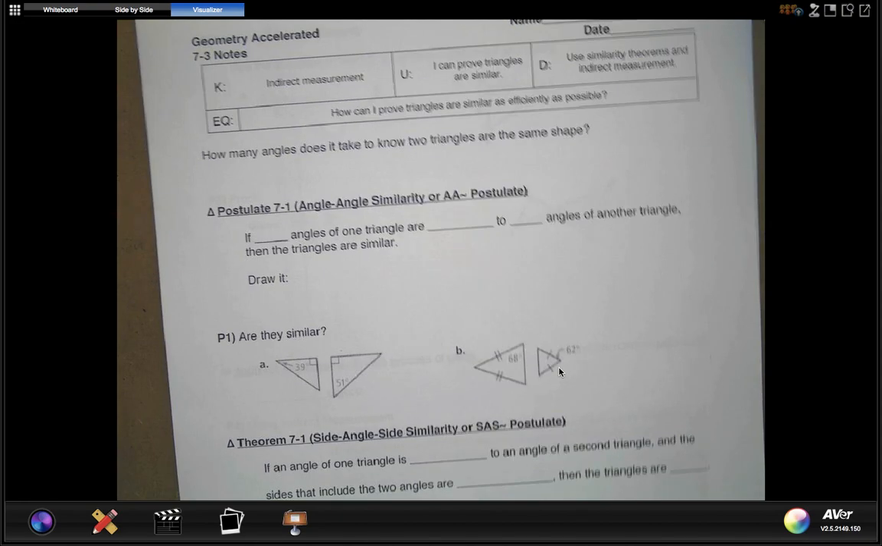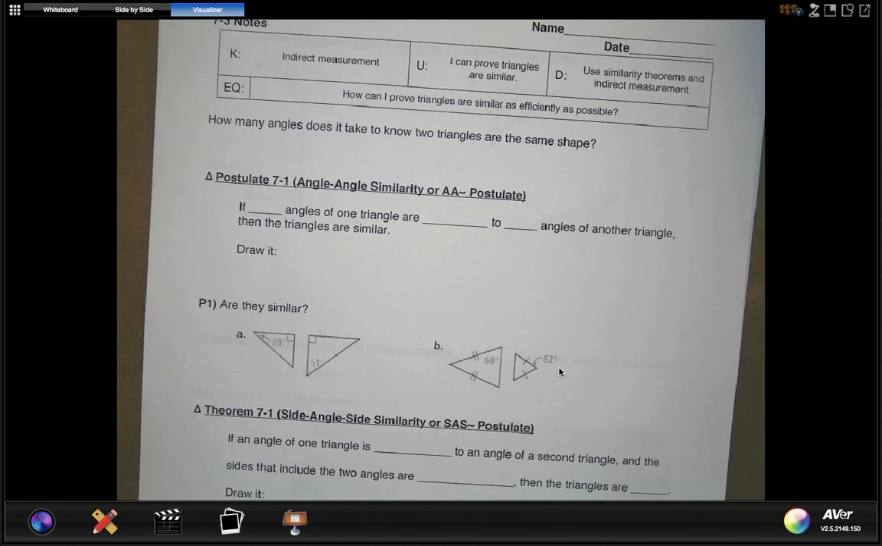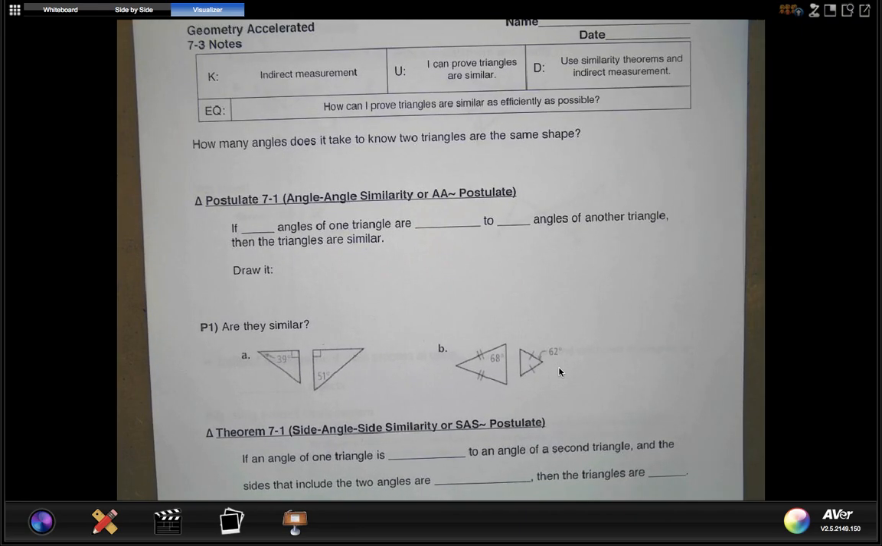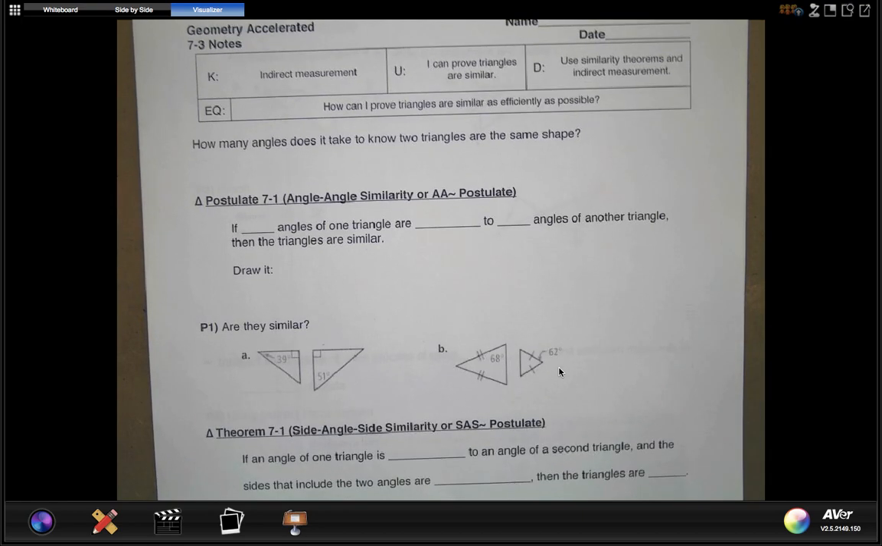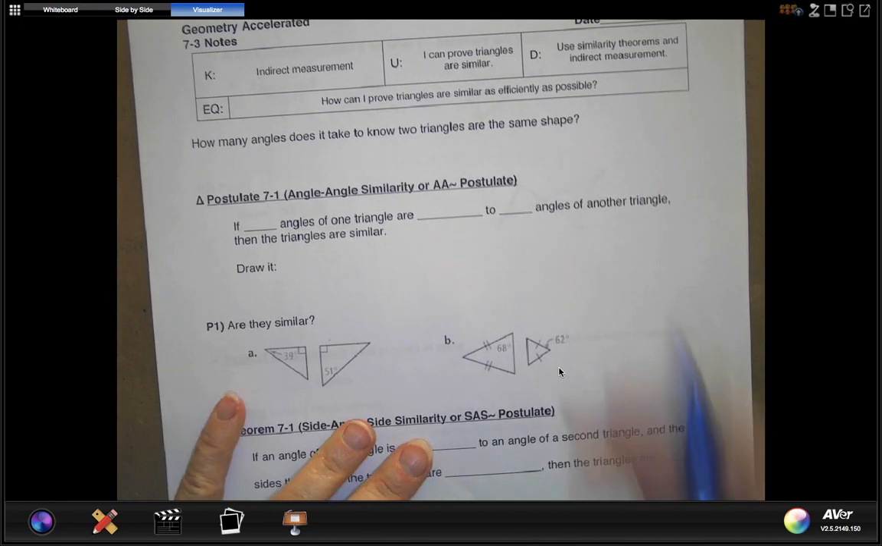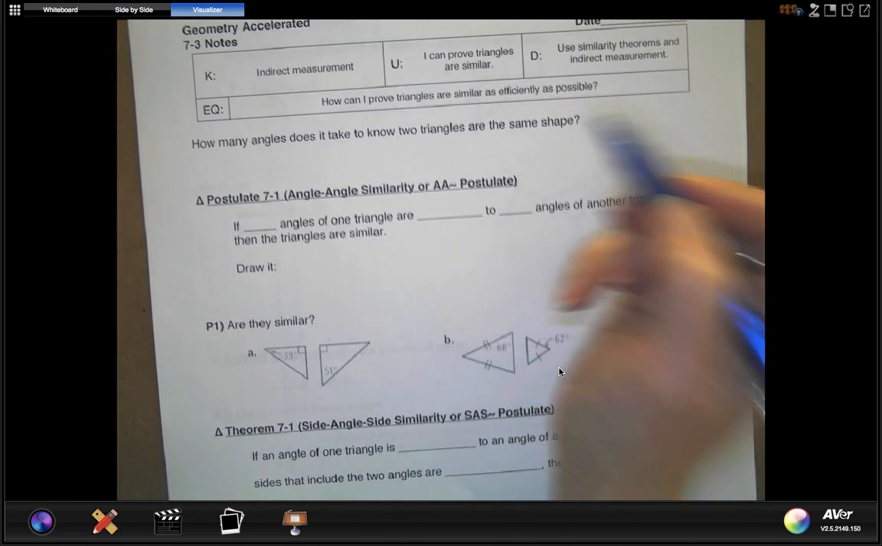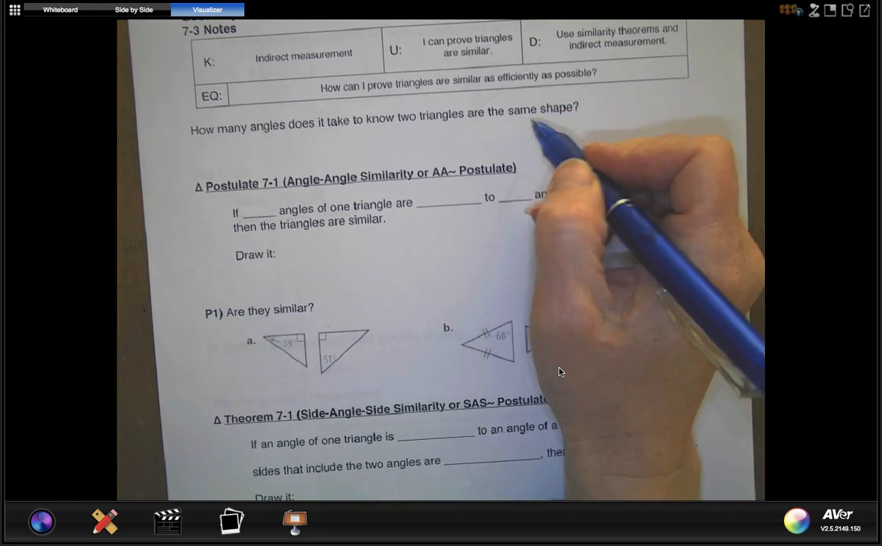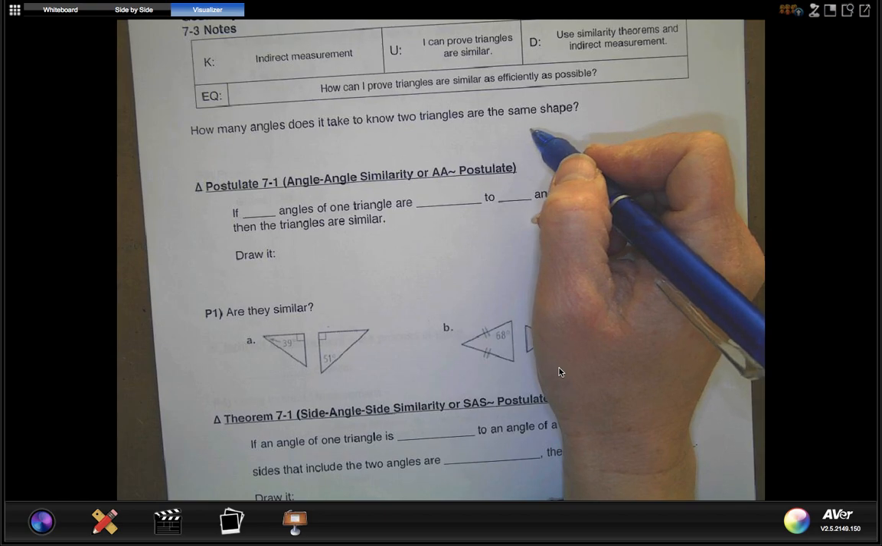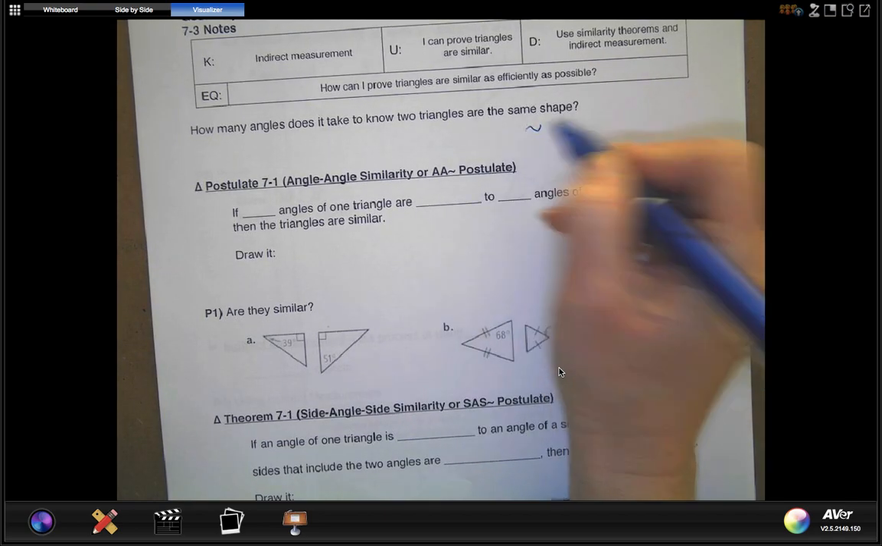All right, so here we are in 3-7. So how can I prove triangles are similar as efficiently as possible? How many angles does it take to know two triangles are the same shape? So that's what we want to figure out here. And when I say same shape, I just mean similar.